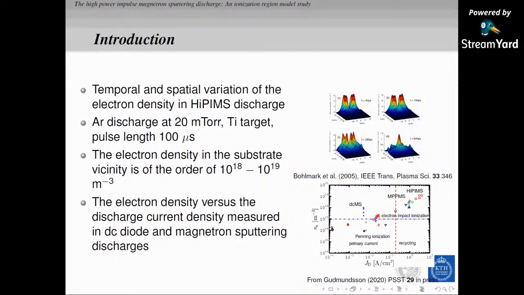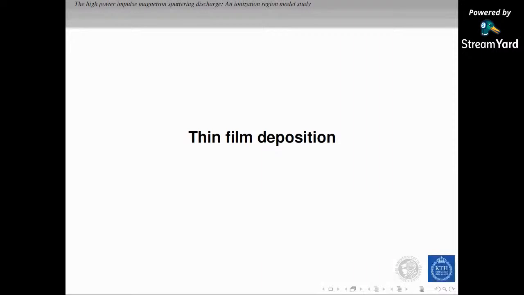And we can also see this on the figure below here, where we see the electron density versus the peak discharge current. If we operate in the DC magnetron range, we are here in the 10^15, 10^16. And in the HiPIMS range, we go up to 10^19. So this figure shows a collection from various sources showing the density versus the discharge current. So by increasing the discharge current density, we can increase the electron density. So this is just to put the HiPIMS discharge into perspective with the original technique. So then to film deposition, why this is interesting.